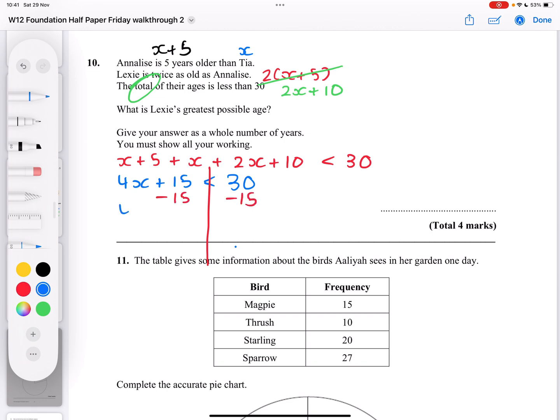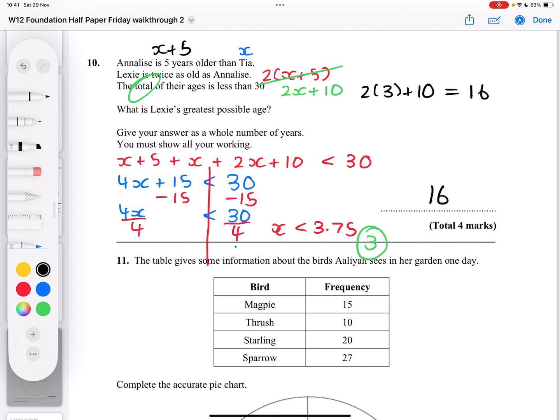using inverse operations. The opposite of add 15 is minus 15. The opposite of times 4 is divide by 4. Giving me x is less than 3.75. The age then that I'm going to use, the greatest possible age for Tia, would be 3, because 3 is the greatest integer that is less than 3.75. So I'm going to substitute the value of 3 into Lexi's age. That gives me 2 3's add 10, which equals 6 add 10, which is 16.